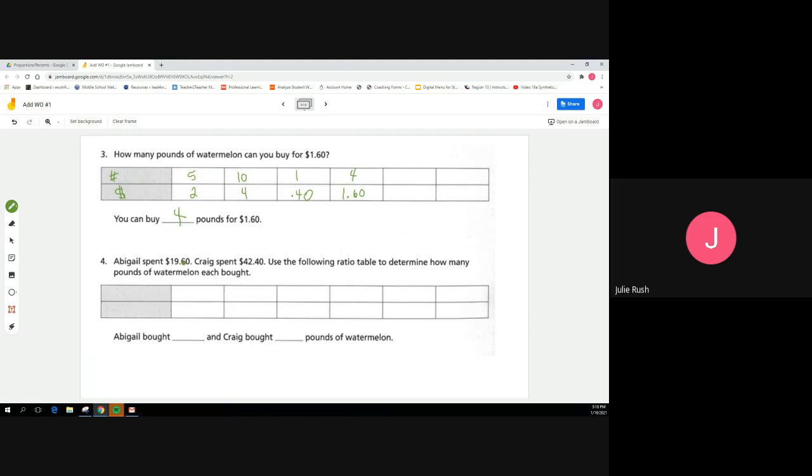Okay. And then last but not least, number 4, Abigail spent $19.60. Craig spent $42.40. Use the following ratio table to determine how many pounds of watermelon each person bought. Pounds on top, moolah on the bottom. Starting with the ratio they gave me, which is 5-2.